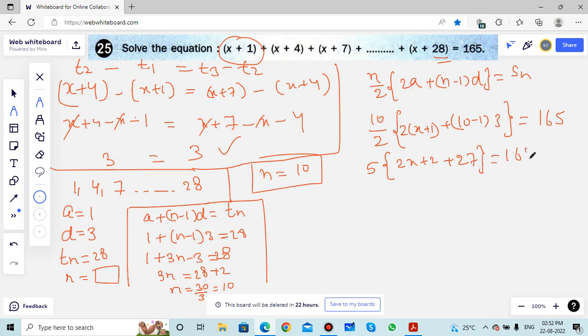equal to 165. So 5 will go there. It becomes 2x plus 29 is equal to 165 upon 5. 5 3s are 15 and 5 3s are 15 got cancelled here. So 2x is equal to 33 minus 29.